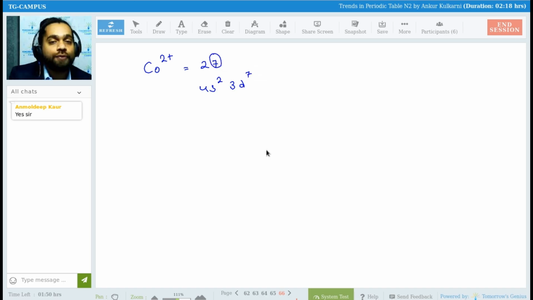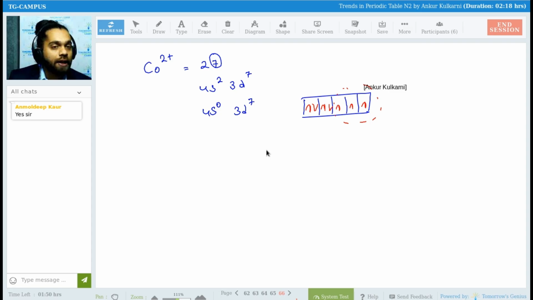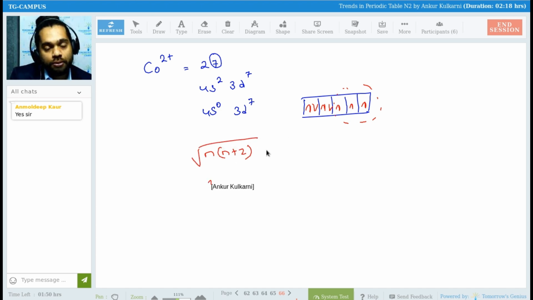Now I have to remove 2 electrons. So 4s0 3d7. So over here, 1 2 3 4 5 6 7. How many unpaired electrons do I have? I have 3 unpaired electrons, isn't it? So if I do n plus 2, 3 plus 2 is 5, 3 fives are 15.